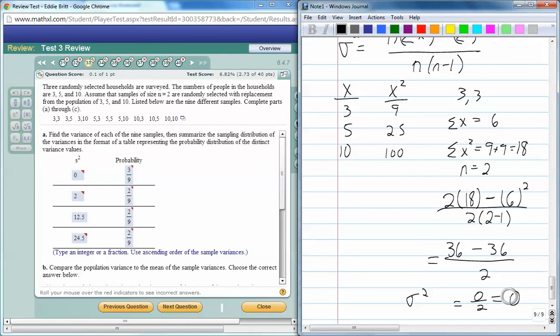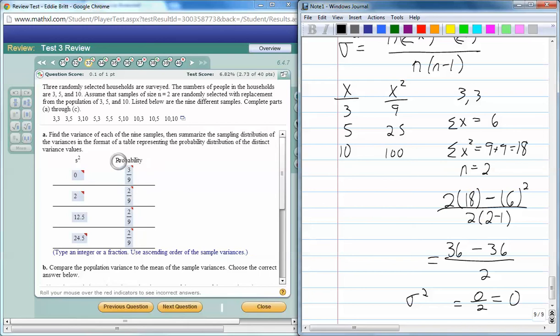Once you do that for every set of numbers, you're going to get 3 of them that's going to give you 0. You're going to get 2 of them that's going to give you the answer 2. You're going to get 2 of them that's going to be 12.5. And you're going to get 2 of them that's going to be 24.5. So work out the variance for each set of numbers.